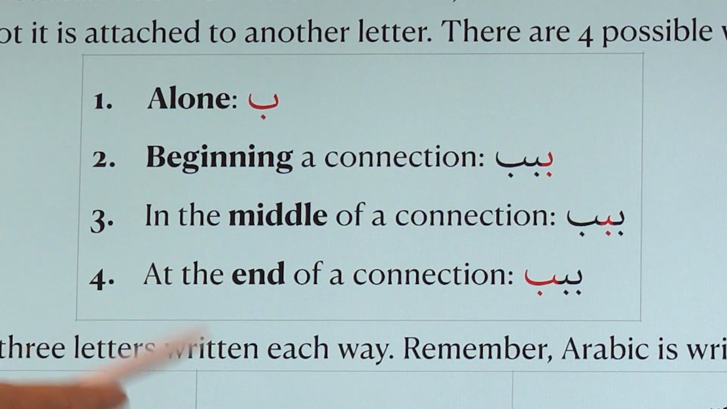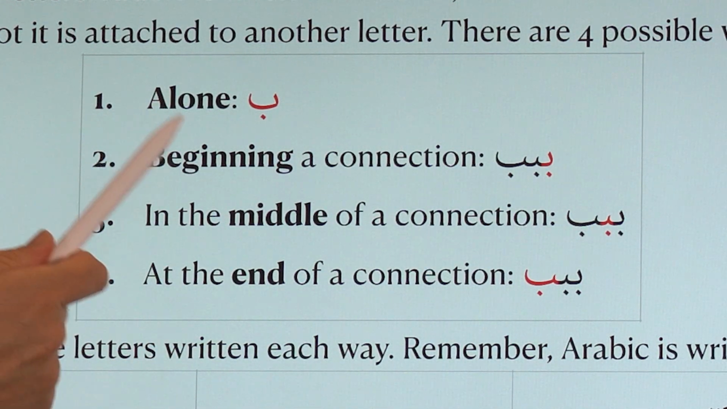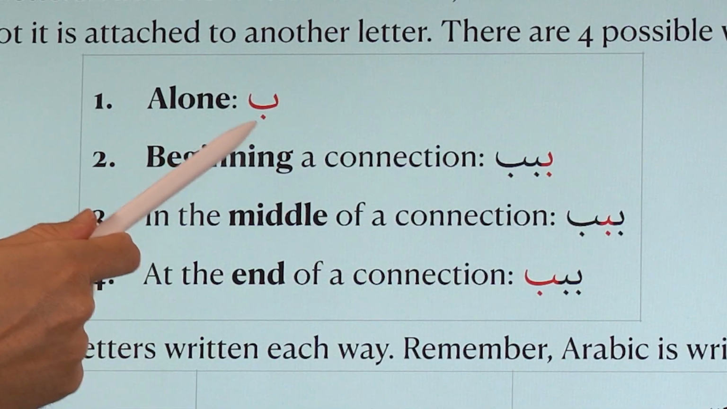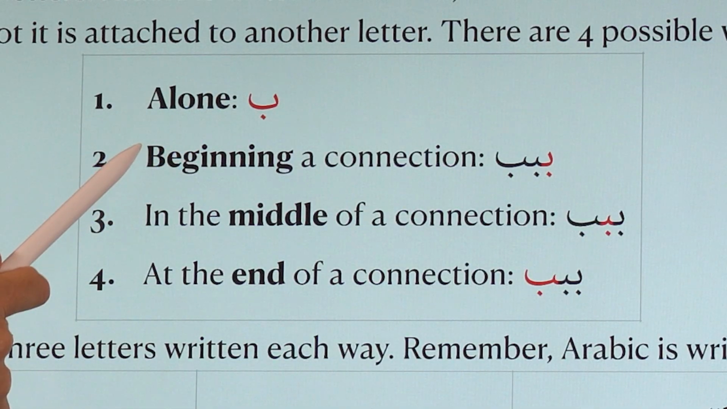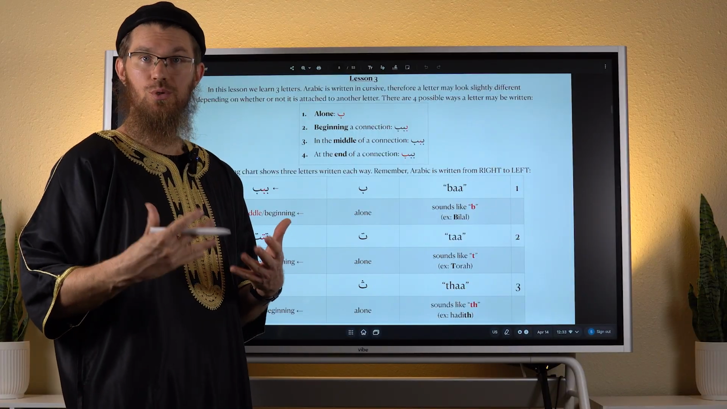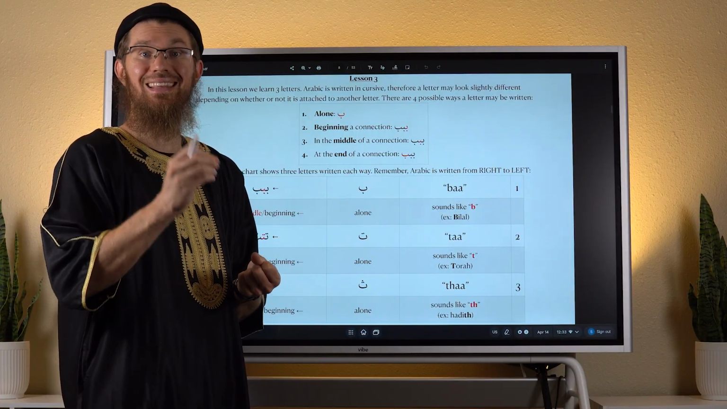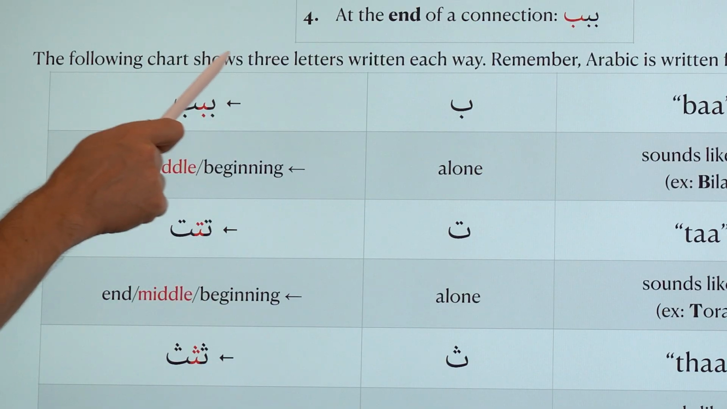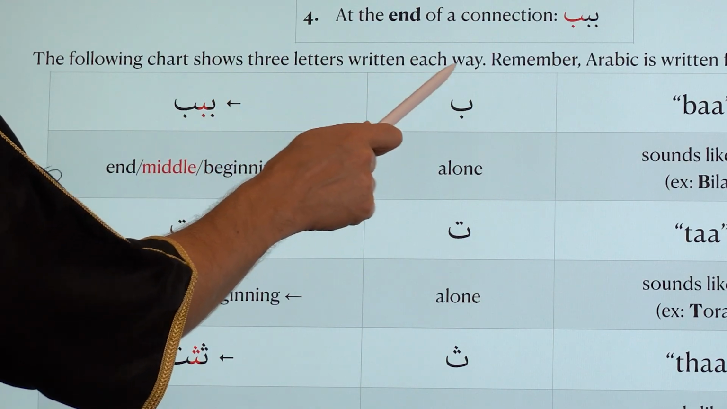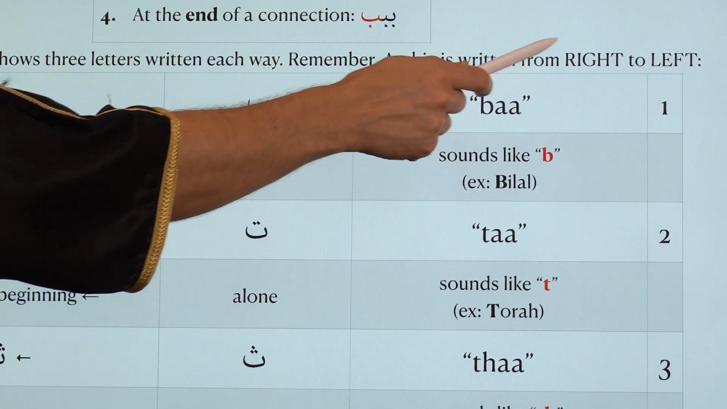So this being the case, every time you learn a letter, you need to not only be able to identify it when it is written alone, but you also need to memorize how it may look at the beginning, middle, or end of a connection. Because as we said, Arabic uses a cursive script in that the letters connect. So the following chart shows 3 letters written each way. Remember, Arabic is written from right to left.